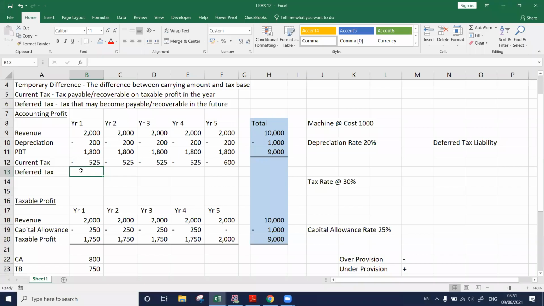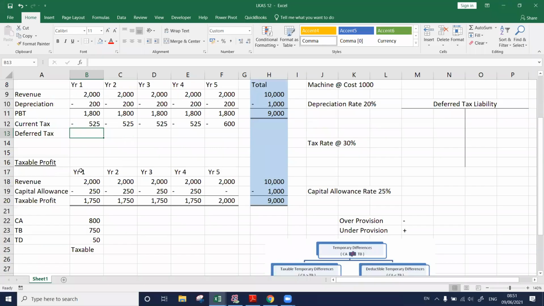If we put it into the deferred tax formula, temporary difference into tax rate. The temporary difference is 50. The tax rate is given at 30%. Therefore, what should be the deferred tax expense? Because this is taxable, it becomes an expense; otherwise it would be recoverable. 50 into 30% is 15.